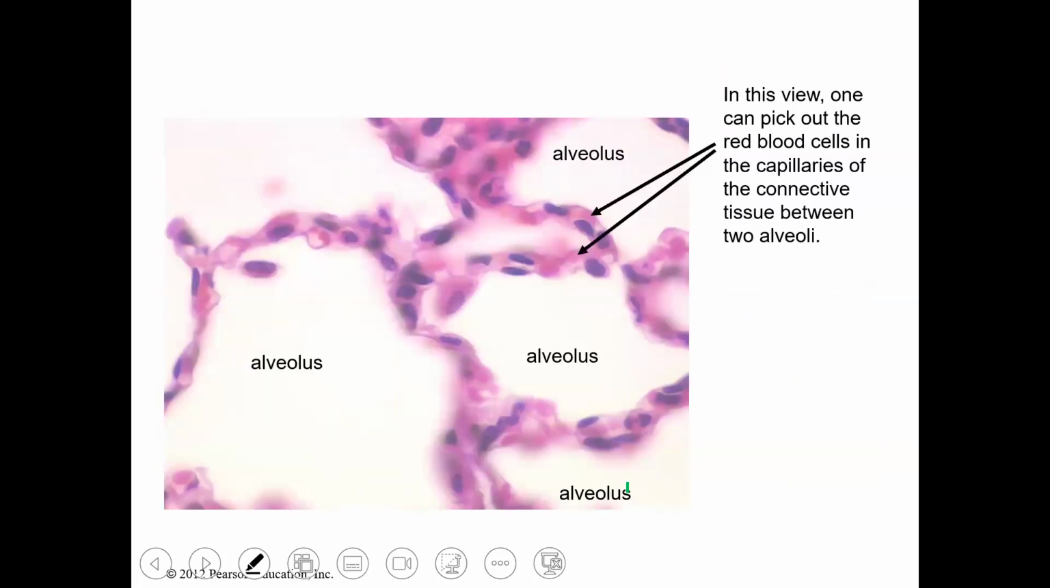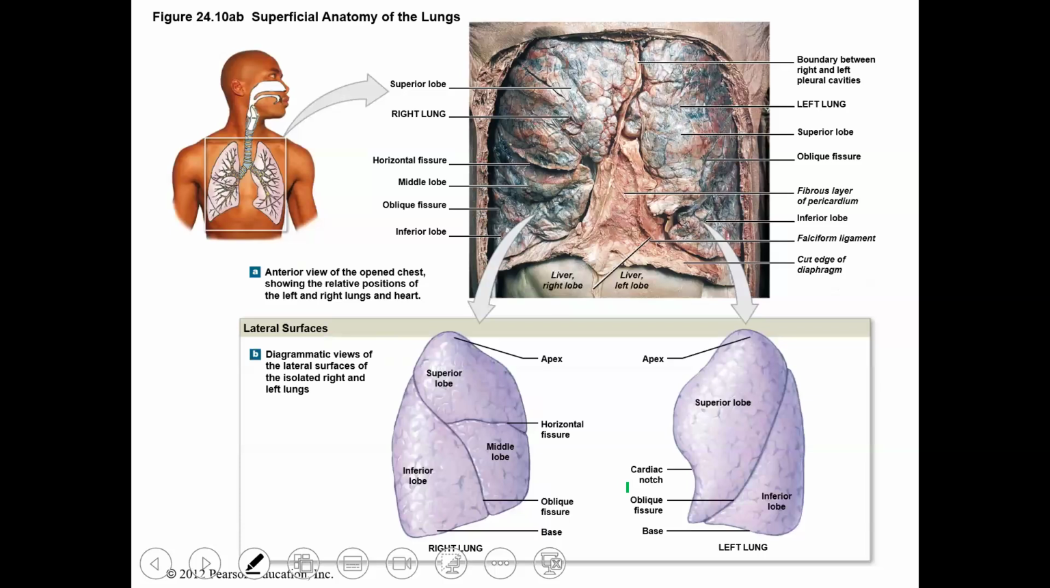Another nice picture here. In this view, you can pick out the red blood cells in the capillaries of the connective tissue between the two alveoli. Pretty neat to be able to see the area here where that gas exchange is happening. You can see a view of the lungs here.